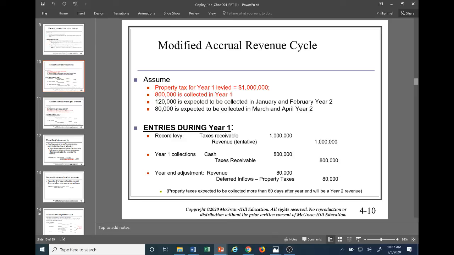So that's why we're crediting it. Therefore, all we've done with this last entry is move $80,000 from revenue to deferred revenue. That's all we did. But in order to accomplish that, we have to debit revenue because it's an original credit. So the debit to revenue reduces revenue, and then the credit to the deferred inflows increases the deferred revenue.